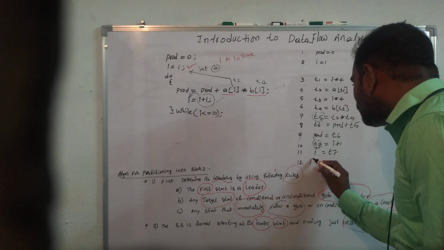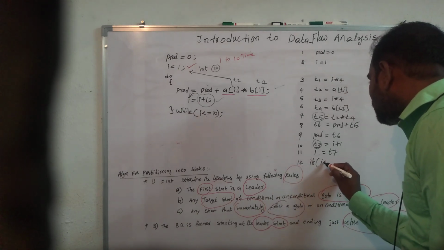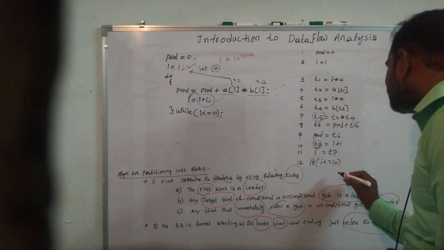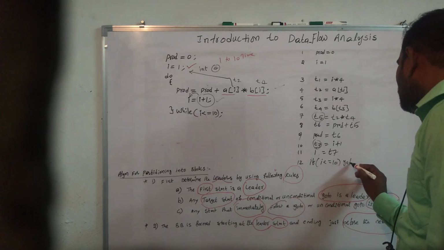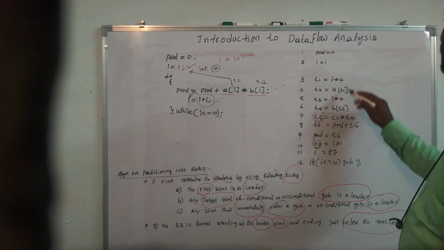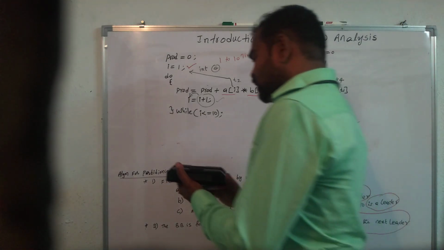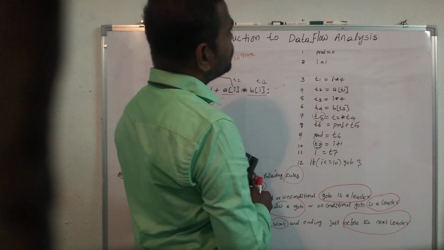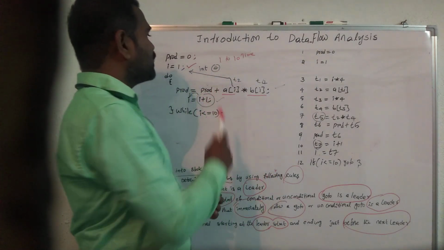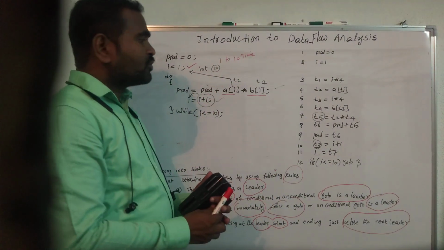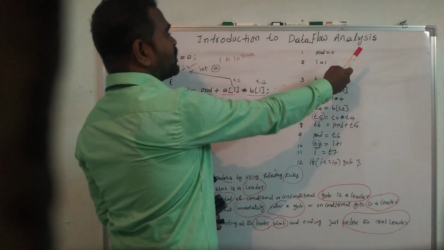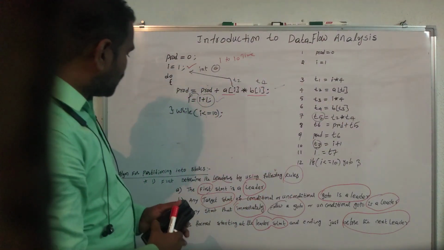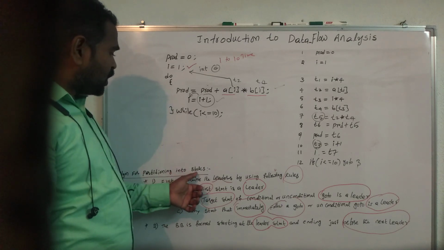Suppose the 12th statement: if I less than or equal to 10, then go to step number 3. So in this case, what happened here? These are all the three address code statements for this particular C program. After conversion of this C program, go for partitioning into the basic blocks.